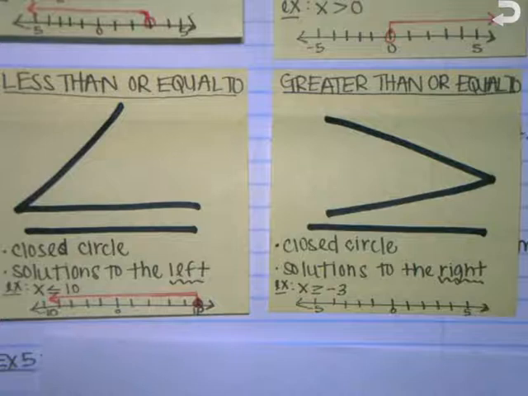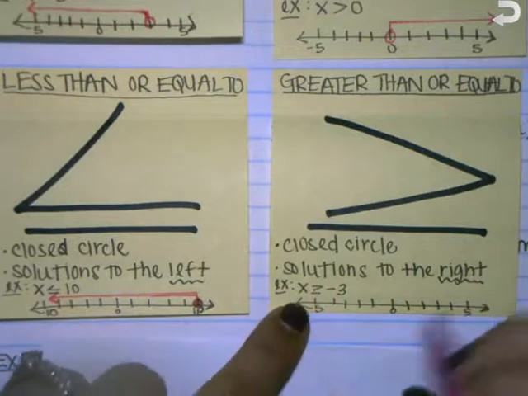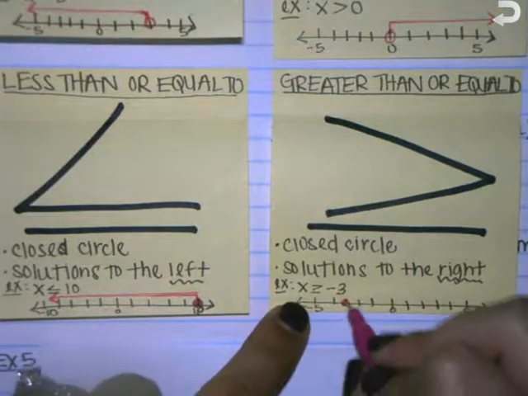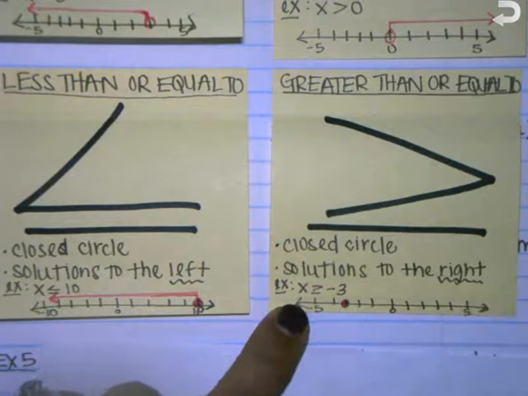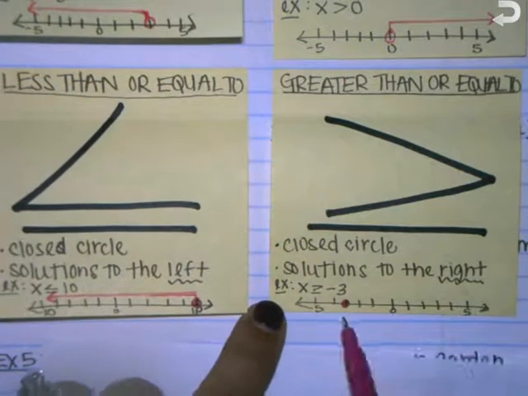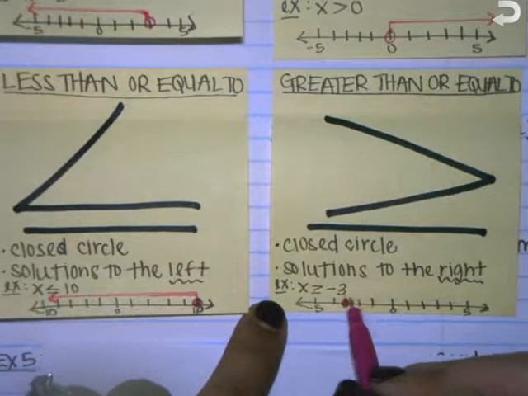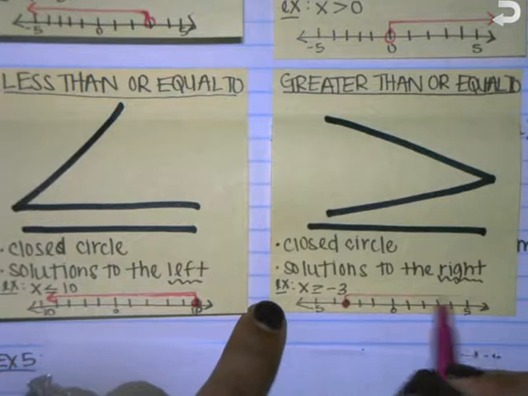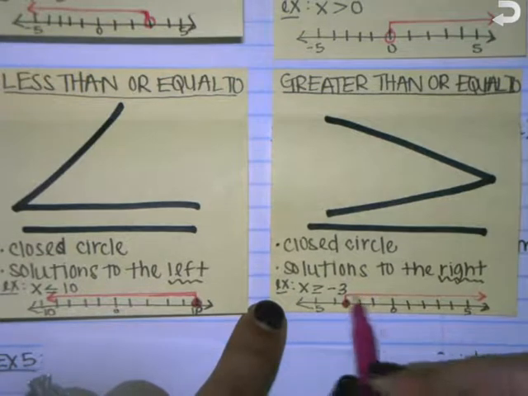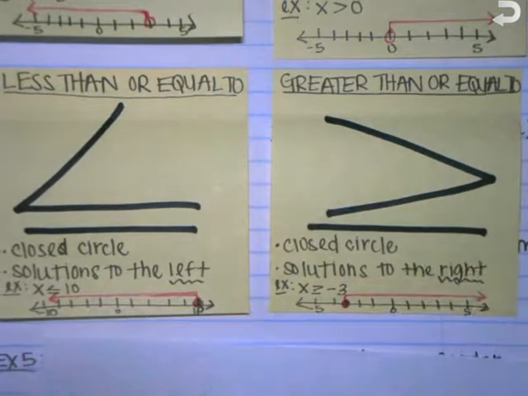So because I am greater than or equal to negative 3, I'm going to put my endpoint at negative 3, and I'm going to do a closed circle because I can use 3. And then everything that's bigger than 3 goes to the right because that's the direction that my numbers get larger.